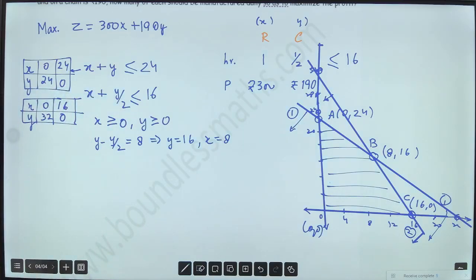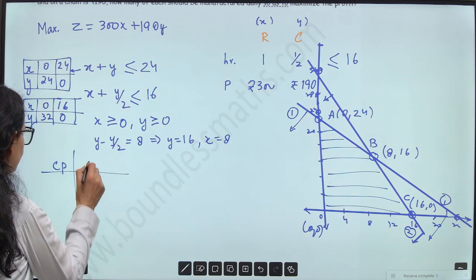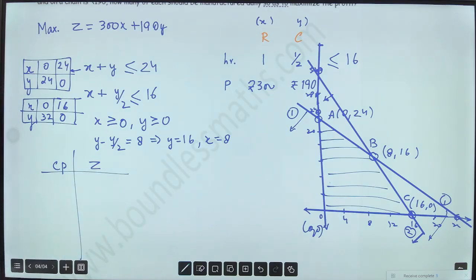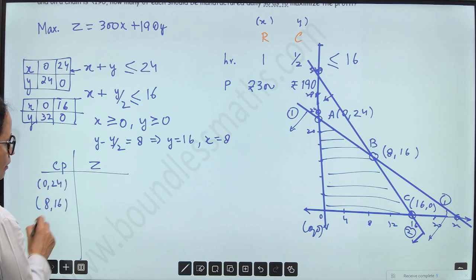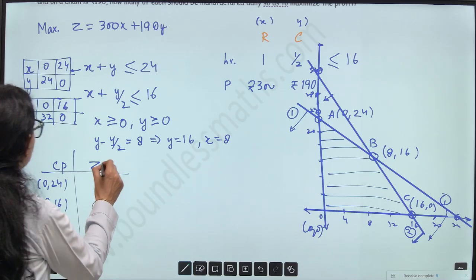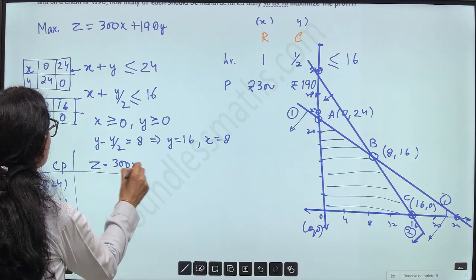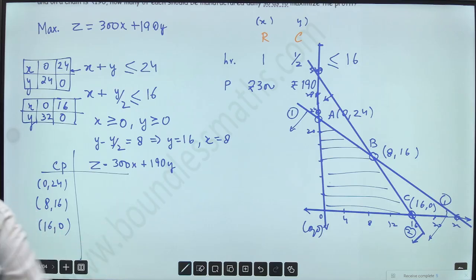So we have all the corner points and it is a bounded feasible region, so it is very easy to solve. So make a table, corner points and the maximizing function. So the corner points are 0 and 24, 8, 16 and then it is 16, 0. Objective function is 300x plus 190y. x is 0, 190 into 24.